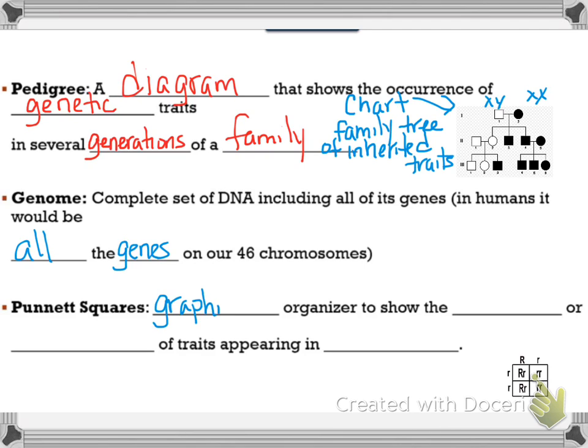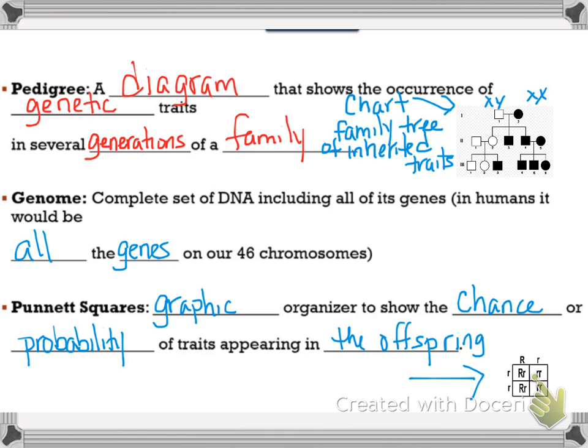Punnett Squares are graphic organizers to show the chance or probability of traits appearing in the offspring. So it looks like this box over here, and I'm going to show you how to solve a Punnett Square at the end, but the stuff inside is the probability or the chance of something occurring. Alright, here we go.